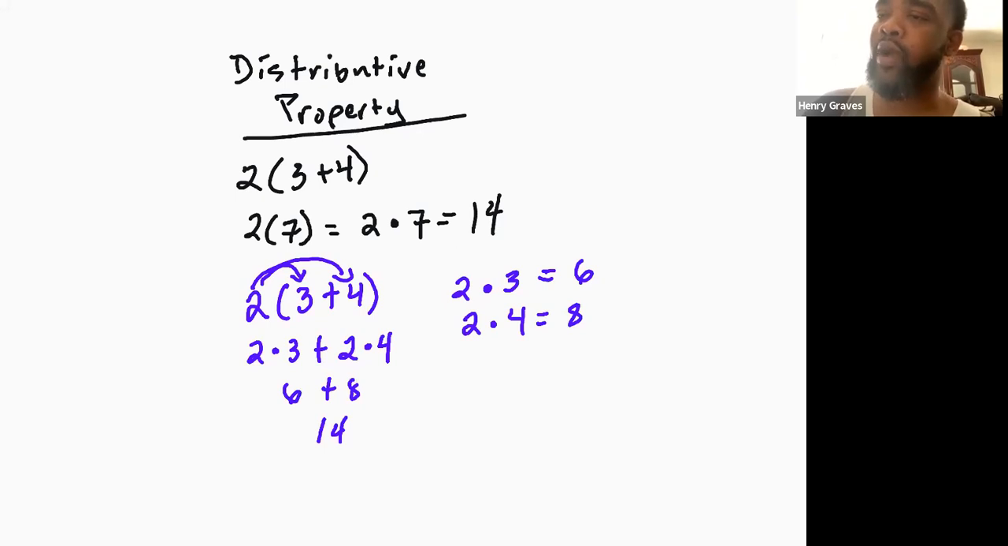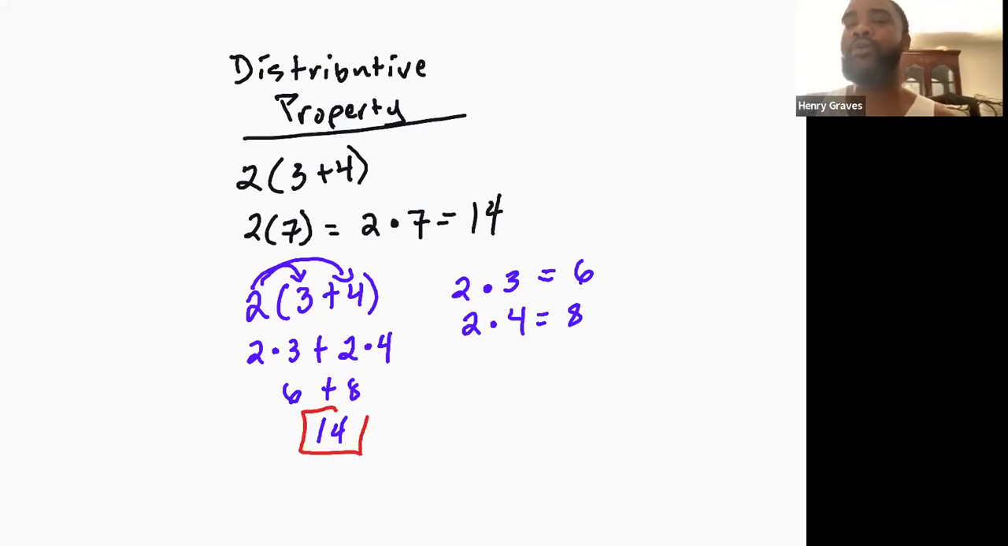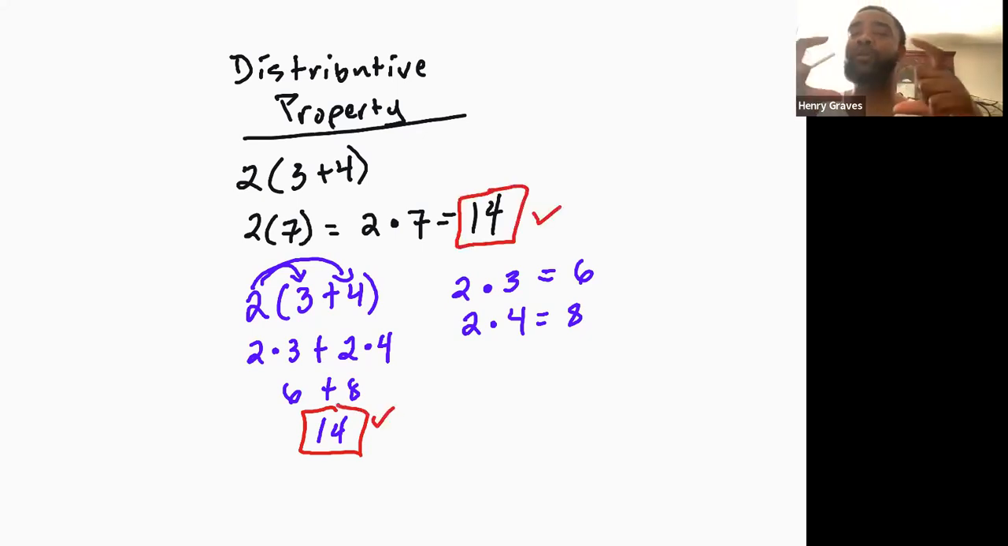So the distributive property is just another, more elaborate way to show you that even though you group a number on the inside and you multiply it on the outside, you can still take that same number on the outside and distribute or multiply it times what's on the inside, like I did with 2 times 3 is 6 and 2 times 4 is 8.